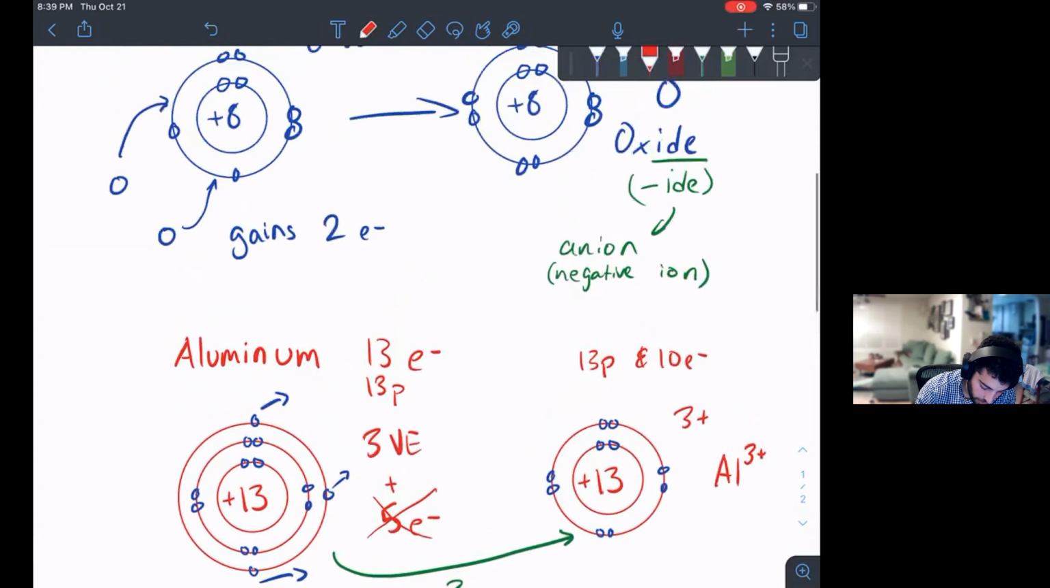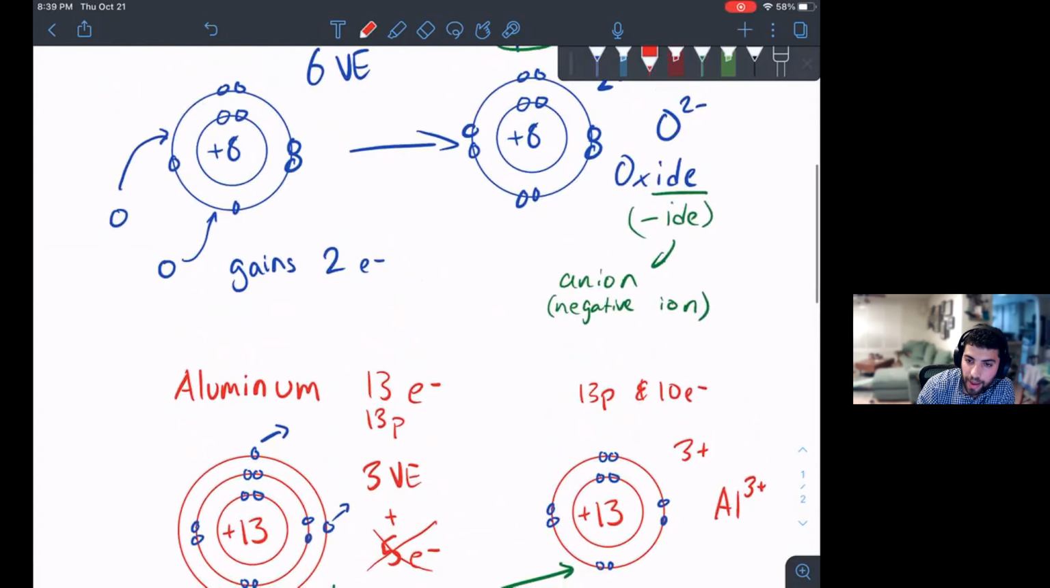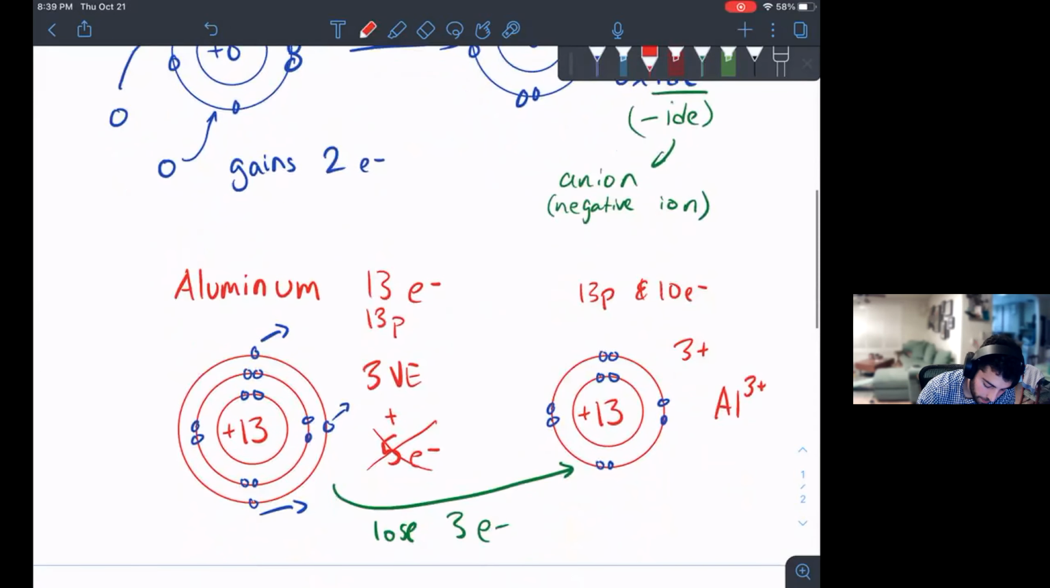The other thing is before, when oxygen gained 2 electrons, getting a negative charge, it became oxide. On the flip side, aluminum will stay aluminum. No change in name for cations or positive ions. We'll call this a cation or positive.